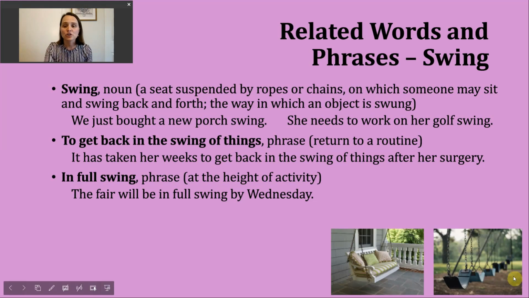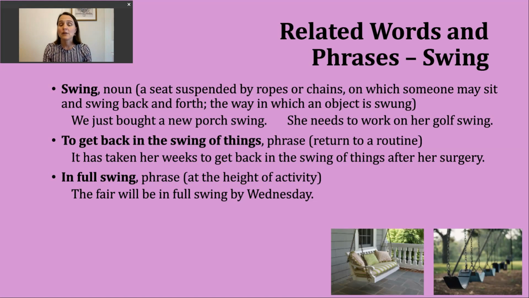So the picture over here on the far right side might be something you've seen at a playground, at a school, or in a park, right? Those are some common looking swings, right? A second thing you might see is at people's homes, right? So again, we can see these chains and it's suspending something on which we can sit. So you might hear someone say, we just bought a new porch swing, right? So we know this is the object, the thing they're going to sit on.